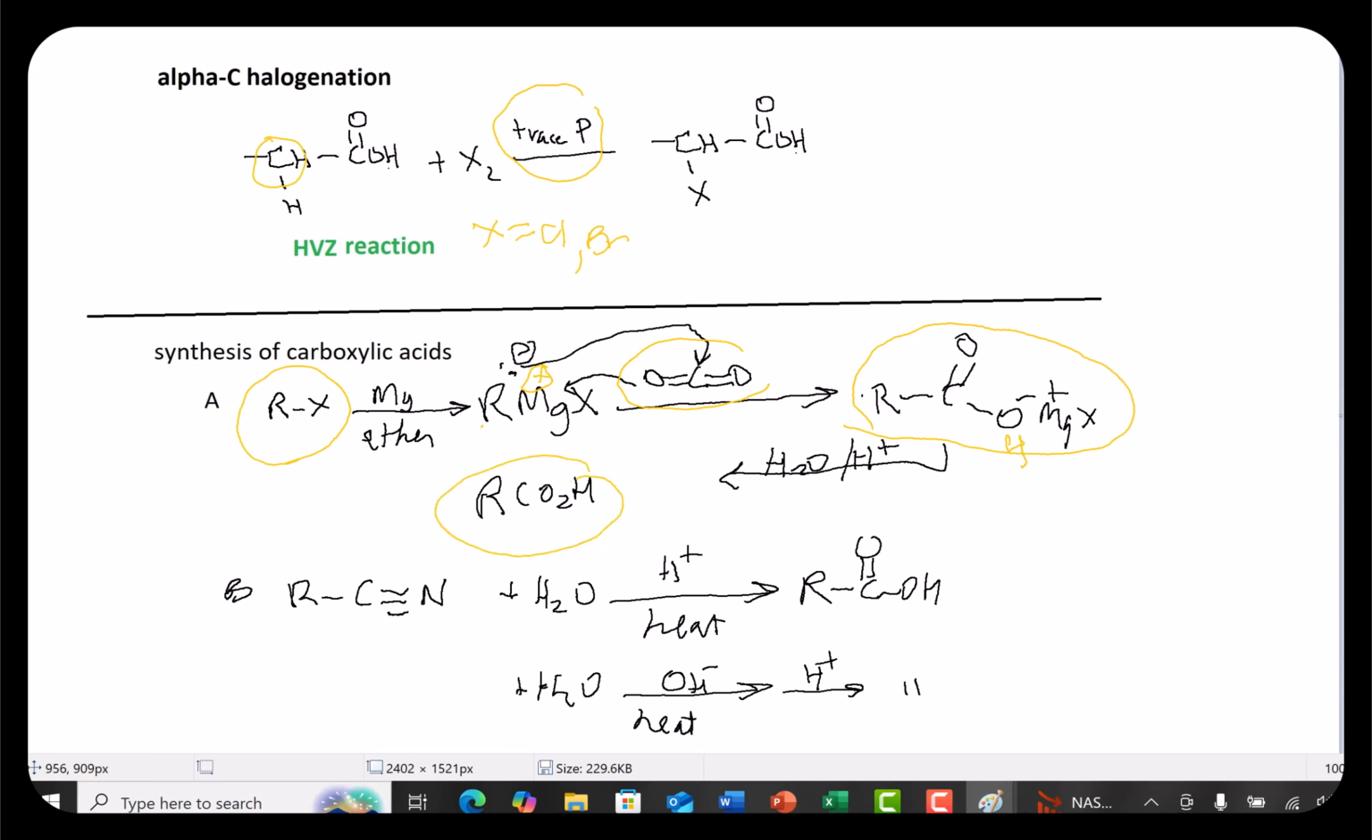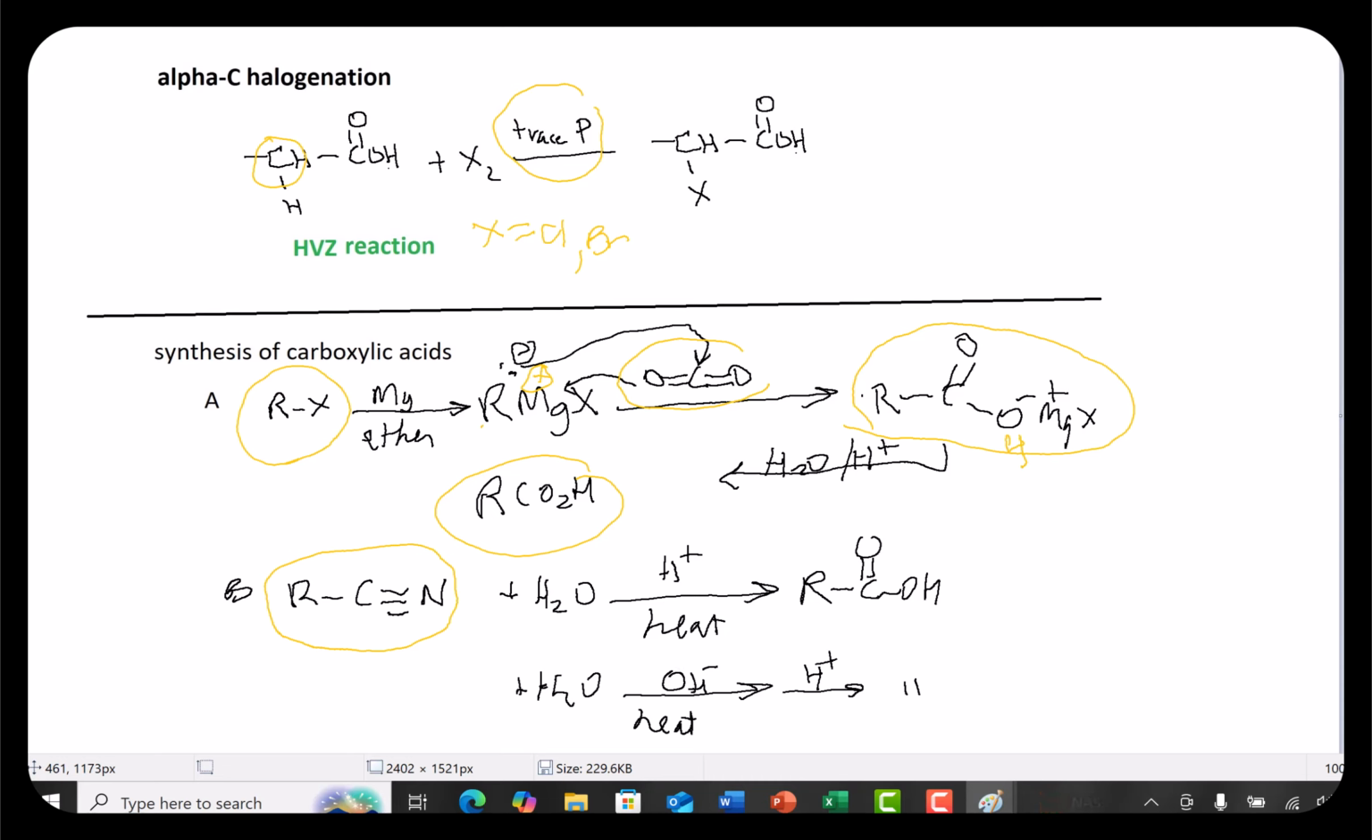The second major way of making carboxylic acids is to start with an organonitrile, something that has a carbon-nitrogen triple bond. That's a nitrile group. And the chemistry is it's subject to hydrolysis. Hydrolysis means reaction with water. So you treat it with water either under acidic or basic conditions. This is fairly strongly acidic or strongly basic, and both of them involve heating.